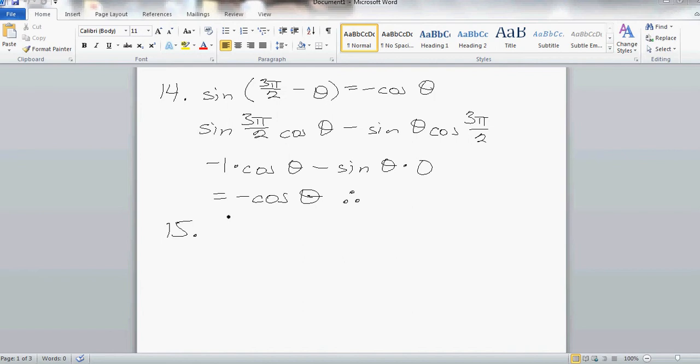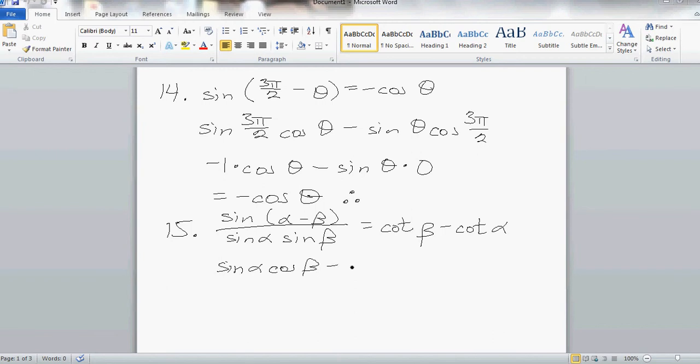Example number 15. The sine of alpha minus beta all over sine of alpha sine of beta has to equal the cotangent of beta minus the cotangent of alpha. Okay, this side is the more complex side, so I'm going to start with this. Sine of alpha minus beta is the sine of alpha cosine of beta minus sine of beta cosine of alpha. That's still all over sine of alpha sine of beta.